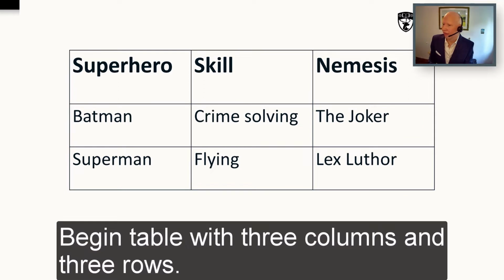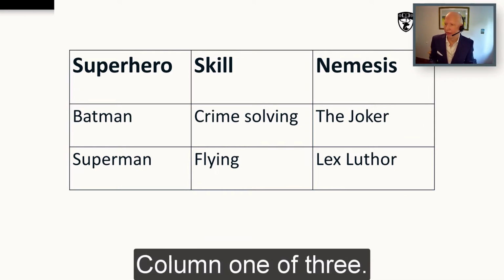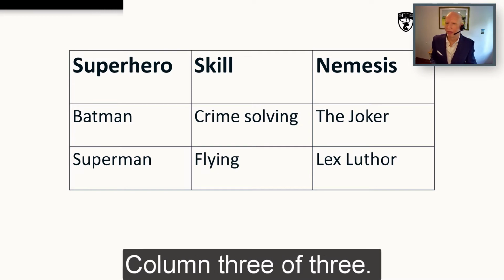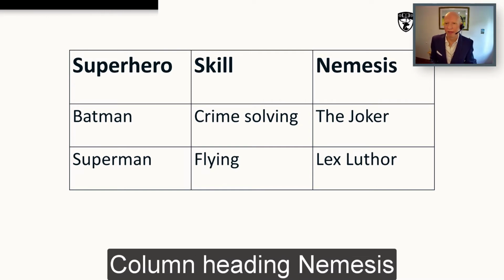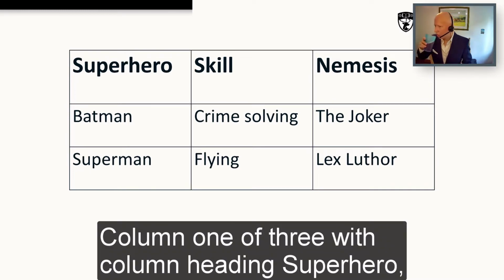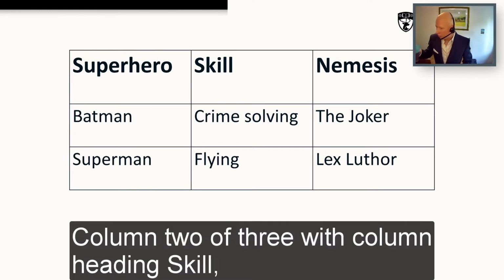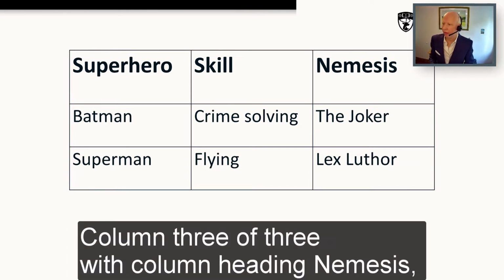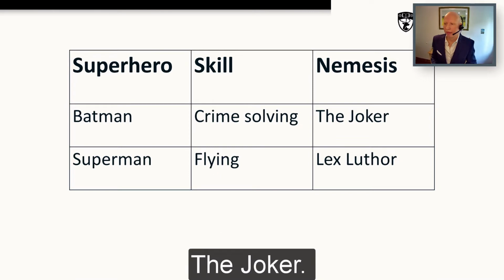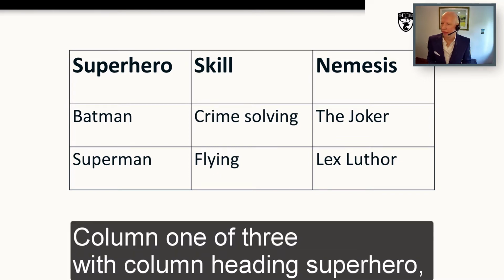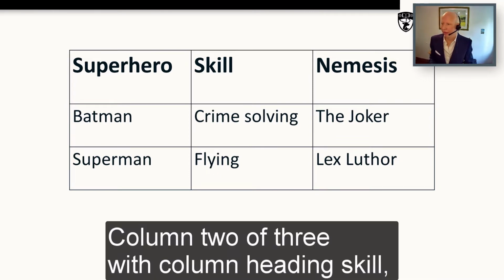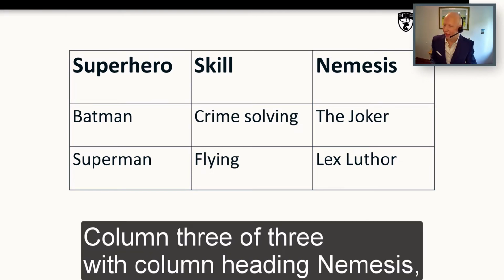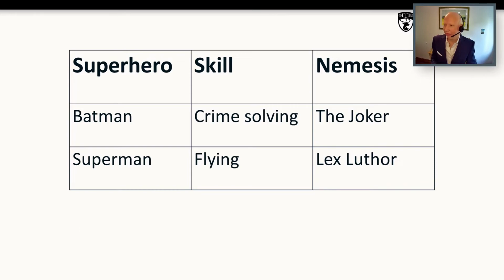Begin table with 3 columns and 3 rows. Row 1 of 3, column 1 of 3, column heading, superhero, column 2 of 3, column heading, skill, column 3 of 3, column heading, nemesis, row 2 of 3, column 1 of 3 with column heading, superhero, Batman, column 2 of 3 with column heading, skill, crime solving, column 3 of 3 with column heading, nemesis, the Joker, row 3 of 3, column 1 of 3 with column heading, superhero, Superman, column 2 of 3 with column heading, skill, flying, column 3 of 3 with column heading, nemesis, Lex Luthor.